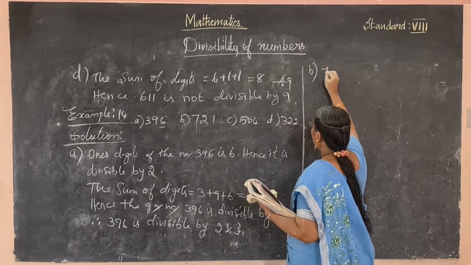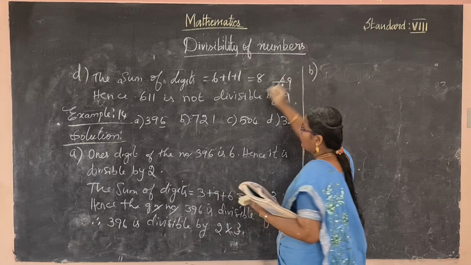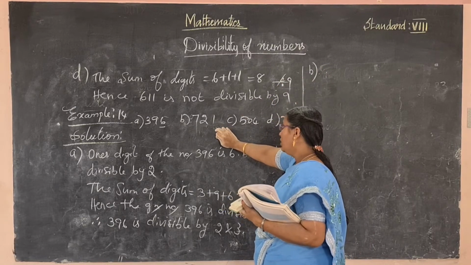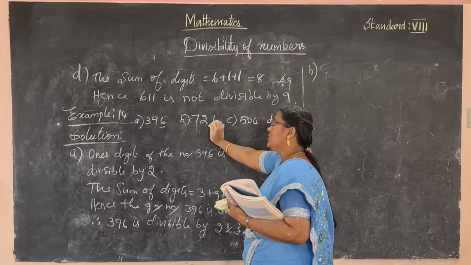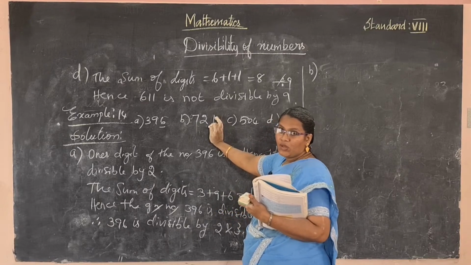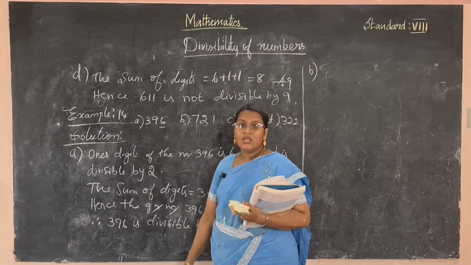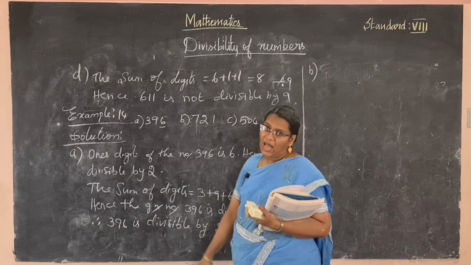721. Okay, so first find out the unit place. Unit place is 1, so it's not divisible by 2. And then the sum of the digits is 10. 10 is not divisible by 3. Therefore, 721 is not divisible by 2 and 3.